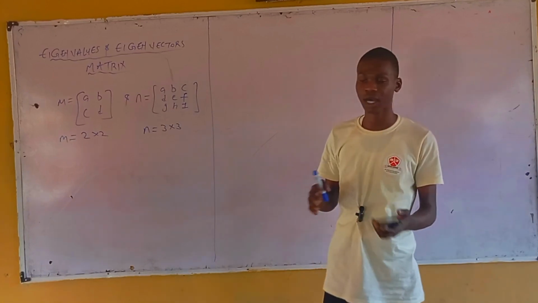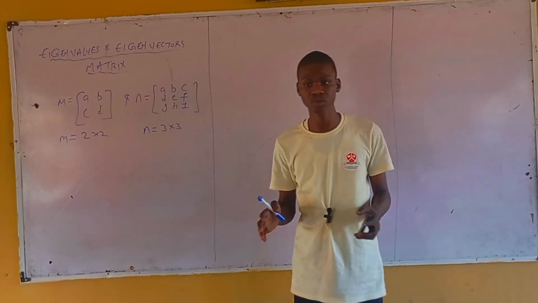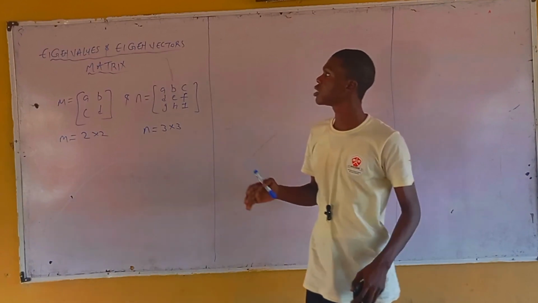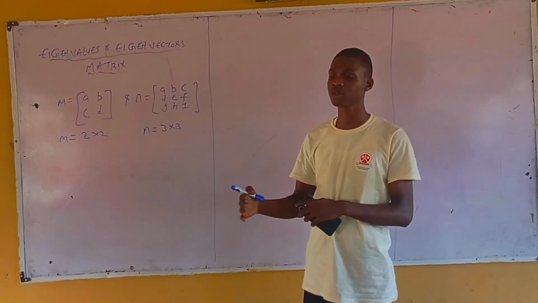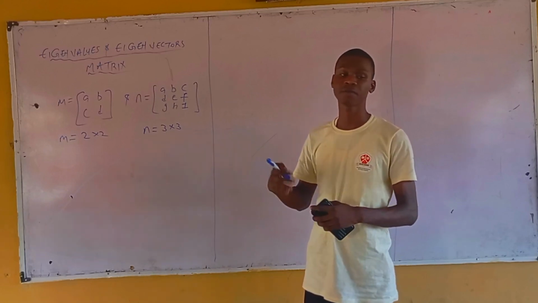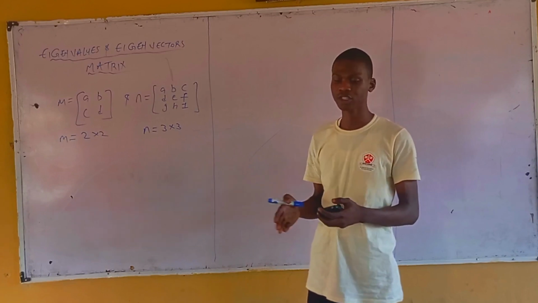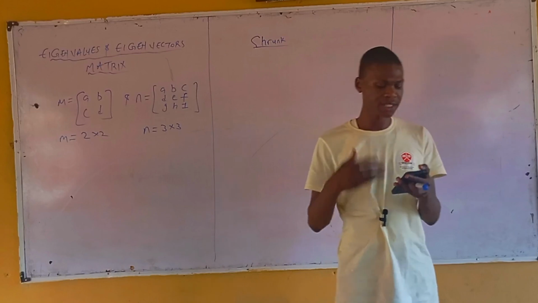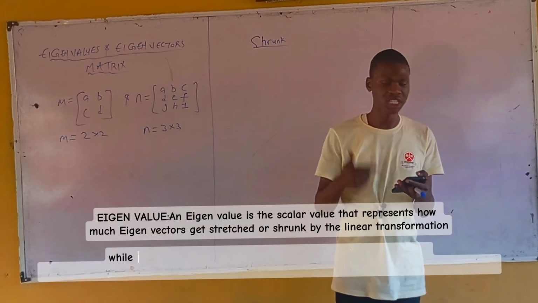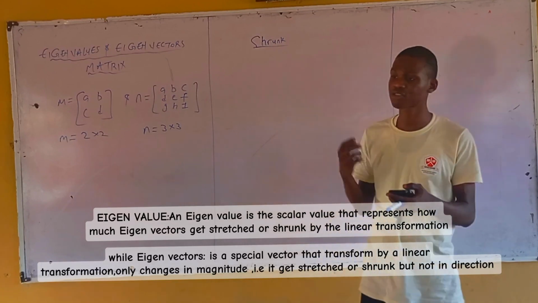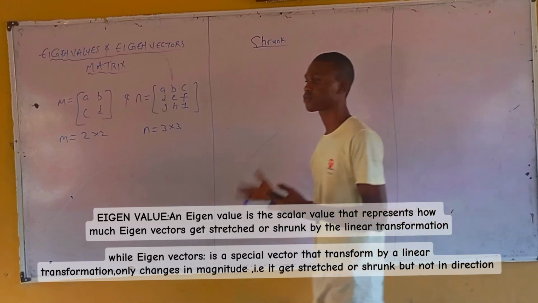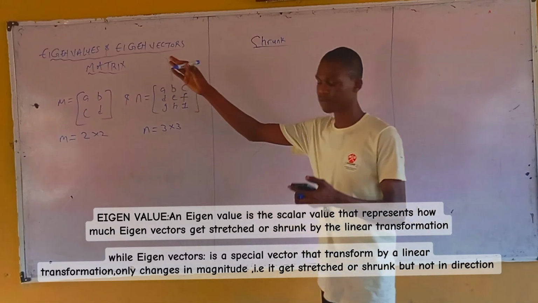Both of them are similar. There is a similarity between them. It's just that eigenvalues, as the name implies, are scalars, while eigenvectors are referred to as vectors. Now, by definition, an eigenvalue is the scalar value that represents how much an eigenvector gets stretched or shrunk by the linear transformation. That's for eigenvalues.